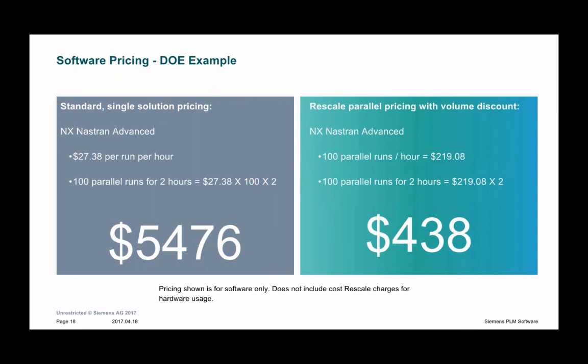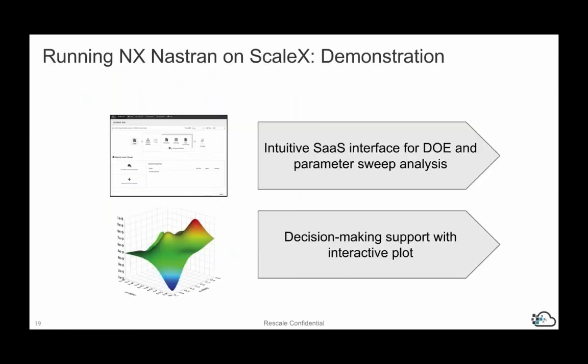Again, this is strictly the software licensing part of it. The hardware pricing also has a separate piece to that, but really you see a drastic difference just in the software licensing alone. So now that you've seen the cost advantages of using NX Nastran on Rescale for DOEs, I'll hand this presentation back over to Fanny, or maybe it's Raul who'll now take it over and show you a demonstration of using NX Nastran DOE on Rescale.